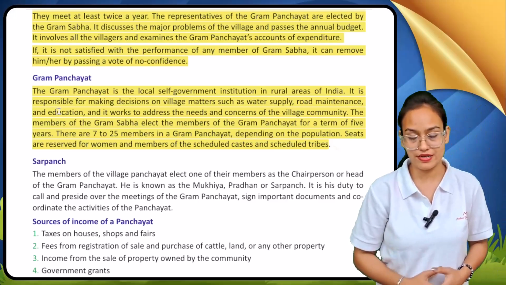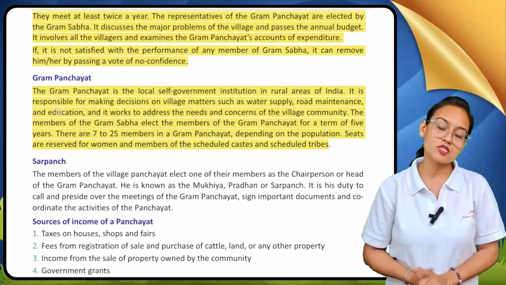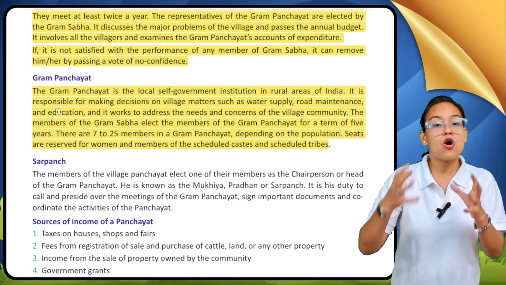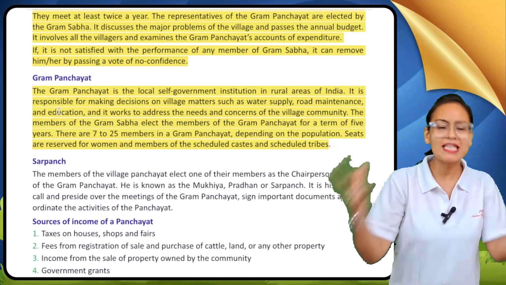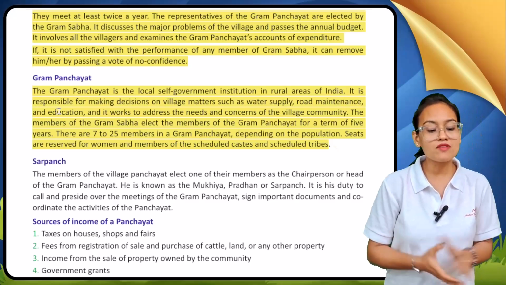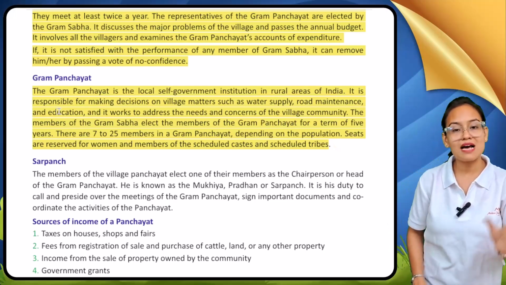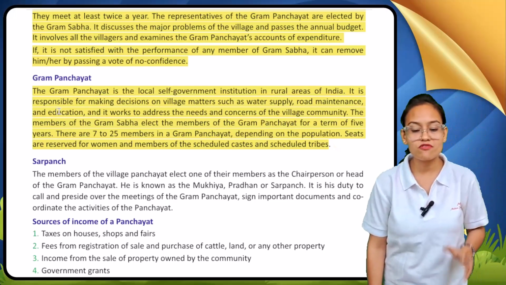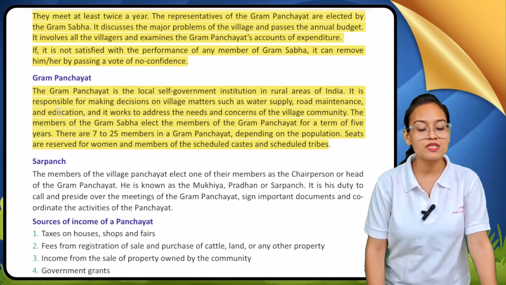The Gram Panchayat is a local self-government institution in our rural India. Gram Panchayat is 100% responsible for making decisions at the village level, decisions like water supply, road maintenance, or any type of problem occurring in the village area. The members of the Gram Sabha elect the members of the Gram Panchayat. We already discussed that they are elected for a tenure of 5 years.